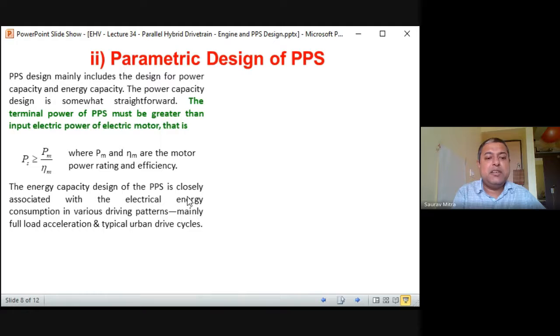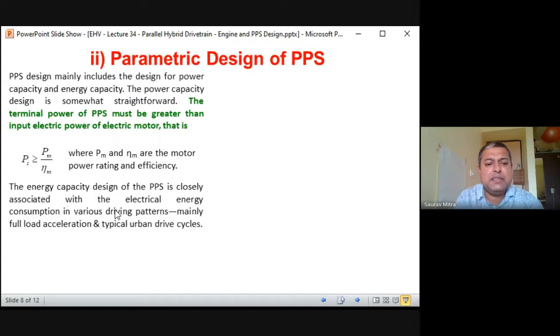The energy capacity design of PPS is closely associated with the electrical energy consumption in various driving patterns. What are the driving patterns? We have seen in the last lecture, also during series, FTP 75, one driving pattern, which had too much start-stop. There was another driving pattern, with another FTP value, where the vehicle is continuously in the fourth gear or fifth gear, not asking for more power from the engine, driving very smoothly, taking very little power from the engine.